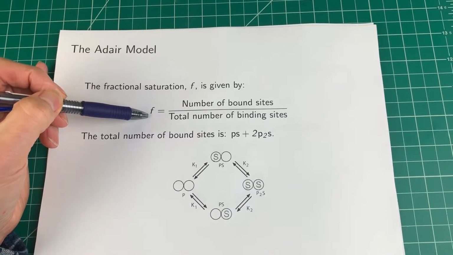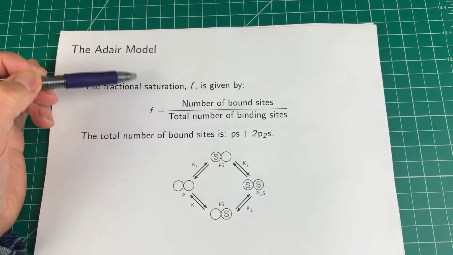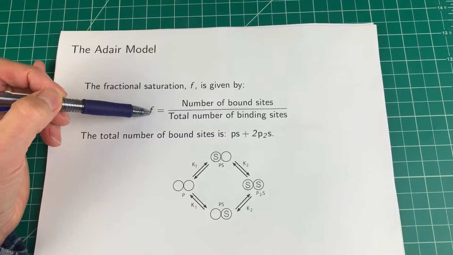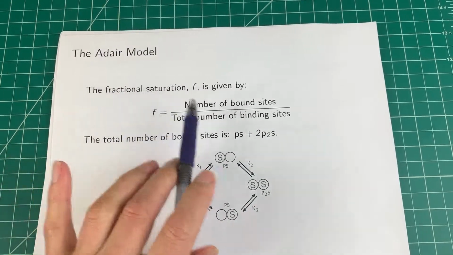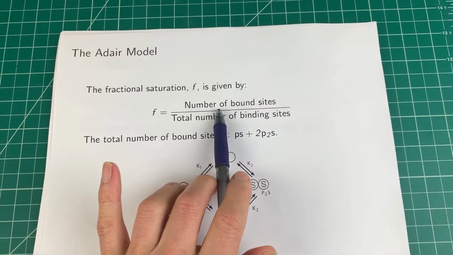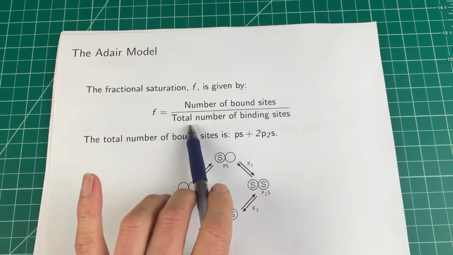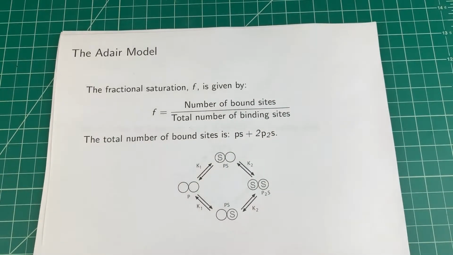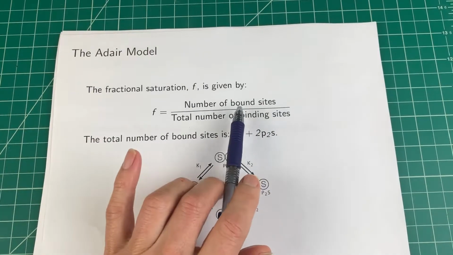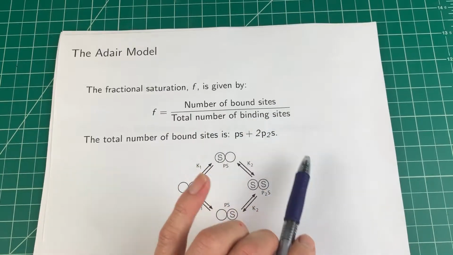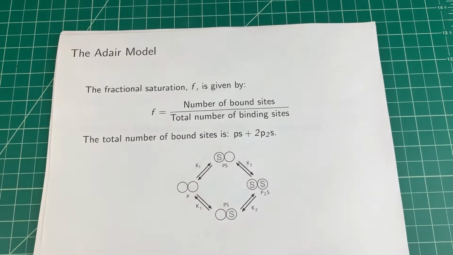Zero meaning none of the sites are occupied by oxygen. If F is 1, it means all 4 sites are occupied by oxygen. And we can compute this fractional saturation just by taking the ratio of the number of bound sites to the total number of binding sites. So in a single molecule of oxygen, we might have 1 bound site over 4. So the fractional saturation would be a quarter, and so on.